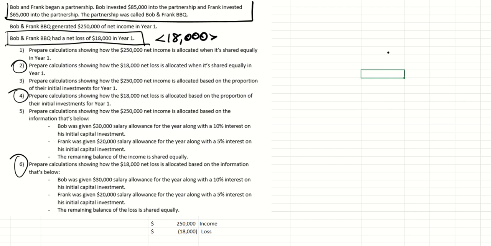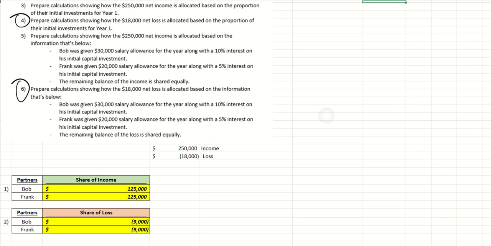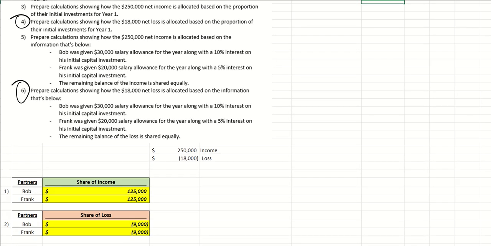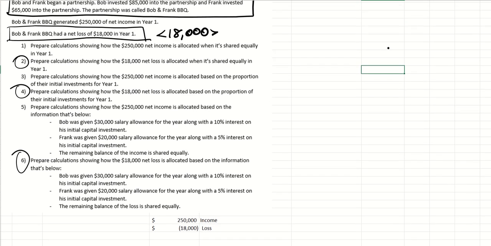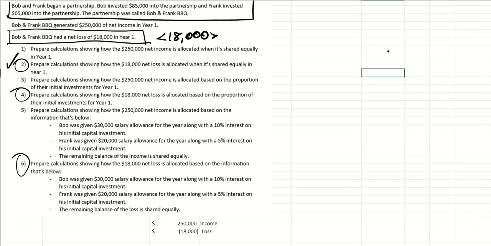For number 2, prepare calculations showing how the $18,000 net loss is allocated when it's shared equally in year 1. Well, if it's shared equally in year 1, I'll scroll down here to the very bottom. You see here that when you divide 18,000 by 2, that's going to give you $9,000. So the $9,000 loss is going to be distributed to Bob and Frank each. So that's taking care of number 2. That easy for number 2.